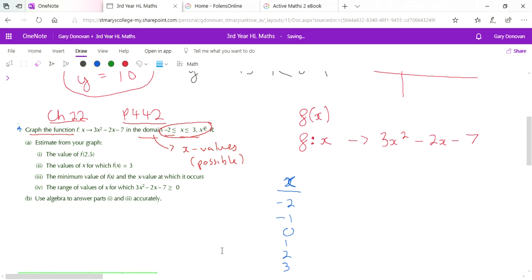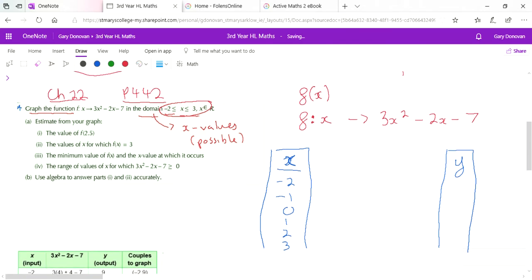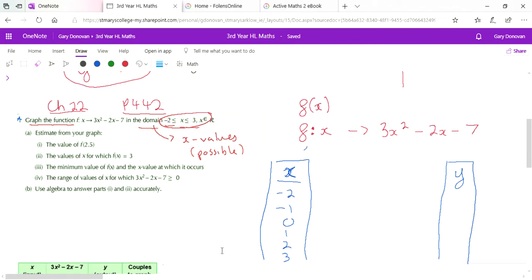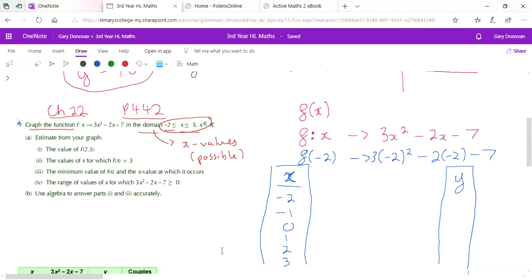Well, if you want to draw the graph, you have your x values, but you need to get your y values. So the first thing you'll do is use your equation, and it's a bit slow, but you have to do it. You'll say, well, what's f of minus 2? f of minus 2 would be 3 times minus 2 squared, minus 2 times minus 2, minus 7. Type that into your calculator and you'll get the answer 9. So when x is minus 2, y is 9.